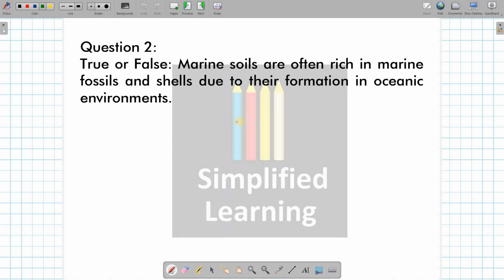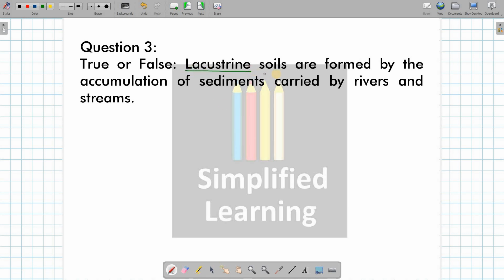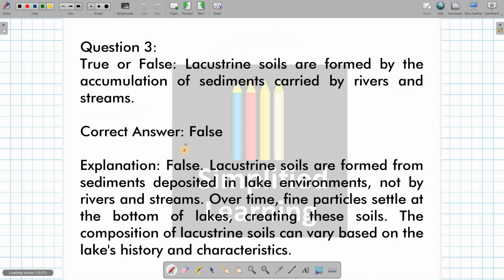In question 2, the statement is, marine soils are often rich in marine fossils and shells due to their formation in oceanic environment. See, the answer is true, because marine soil has shells and organic matter and fossil deposits, and that's why they are rich in marine fossils, right? Then question number 3, lacustrine soil, that is formed by the accumulation of sediment carried by what? It should be lake, and what we are given is carried by rivers and streams. So the answer is false. Lacustrine soil, always remember association with lake body.